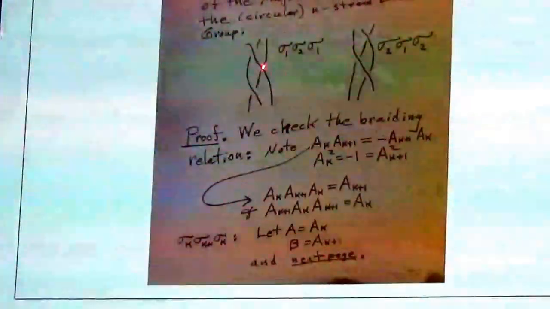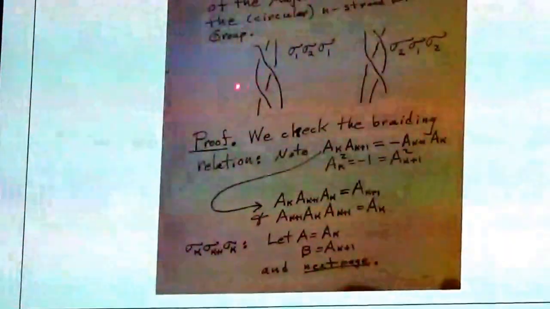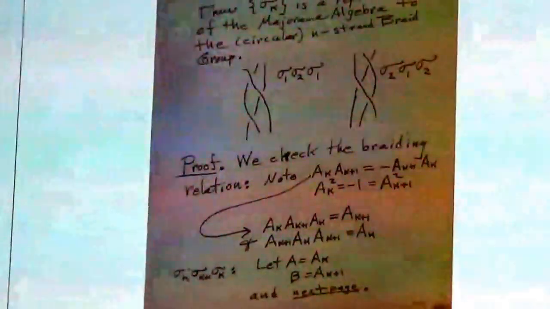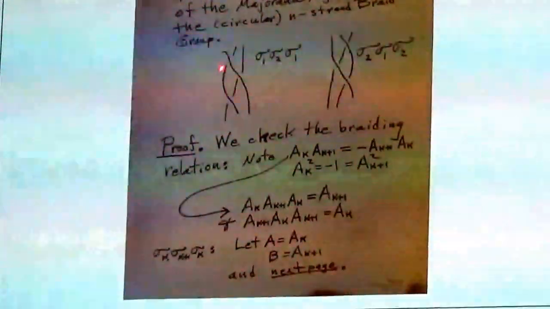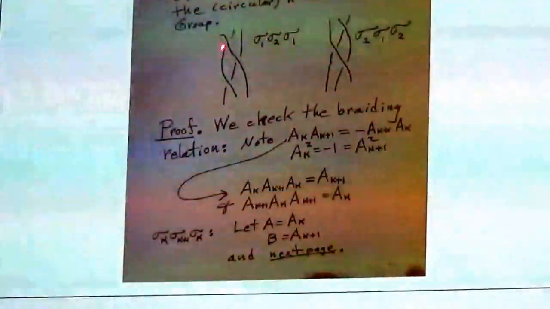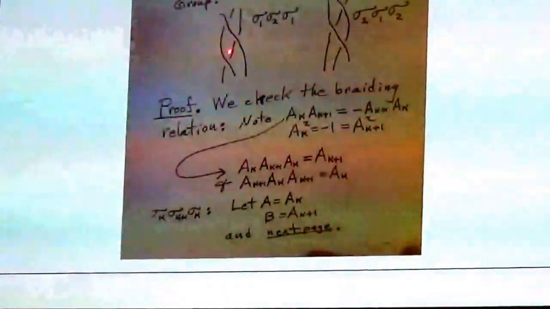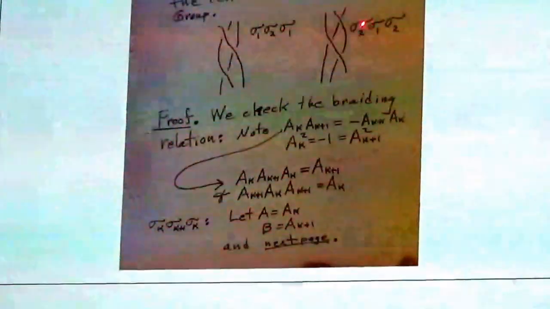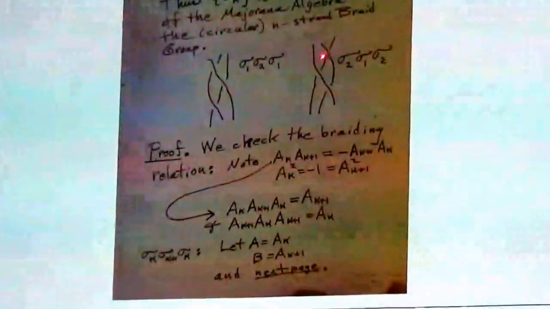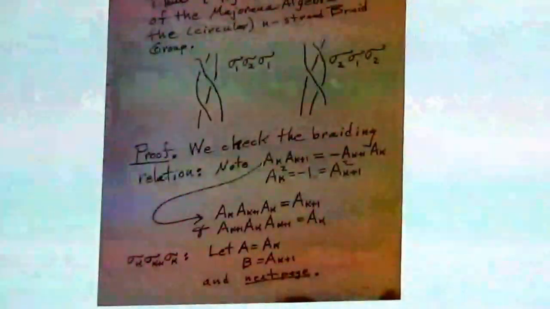And I have sigma 1, sigma 2, sigma 1 drawn here, where I multiply braids by tacking them to one another. And you see that topologically, you can take this curve here and slide it down while pushing this crossing up underneath the rope, and you get sigma 2, sigma 1, sigma 2.